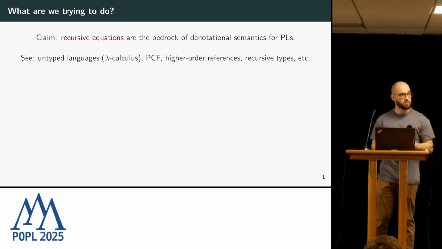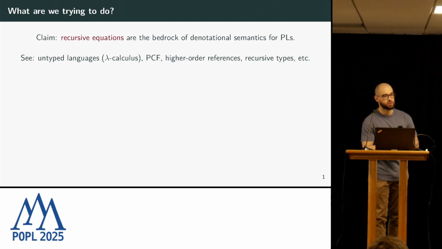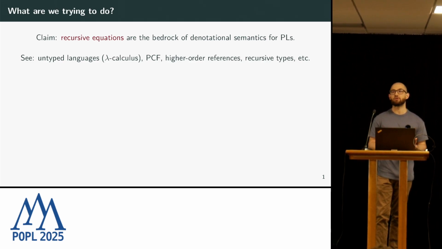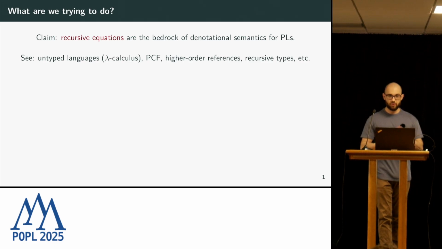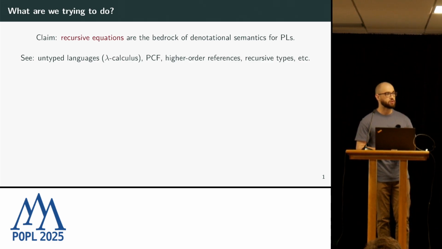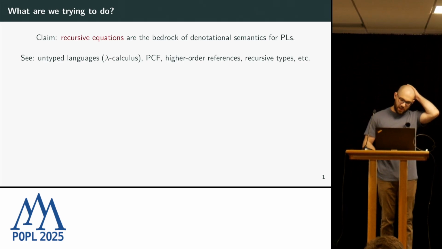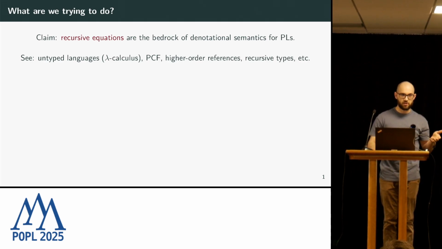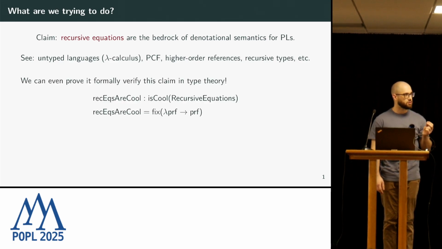So the starting point for this work is the observation that recursive equations are sort of the bedrock for what we do with denotational semantics of programming languages. They're sort of inevitable and they crop up in most language features. And I've been sort of envious of everyone here having formalized claims in their papers, so I decided to prove this inside of a type theory.